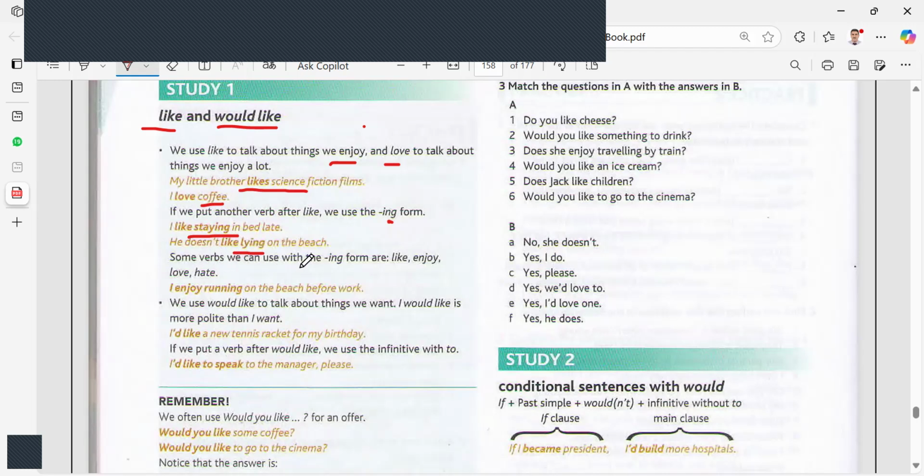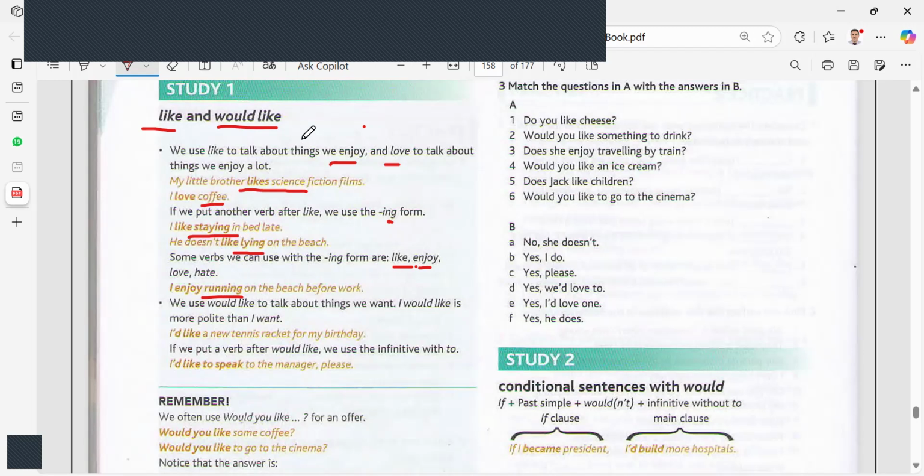Some verbs we can use with ing are like, enjoy, love, hate. These verbs must be followed by ing, what we call a gerund. For example, I enjoy running on the beach, for work or before work.